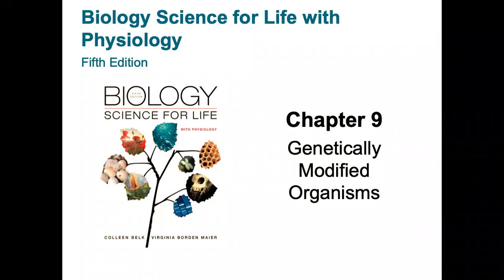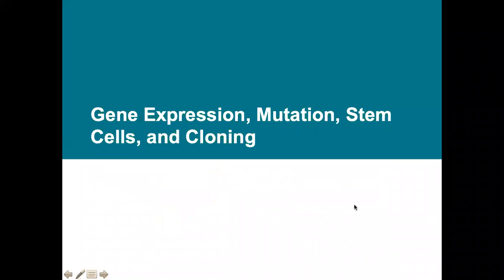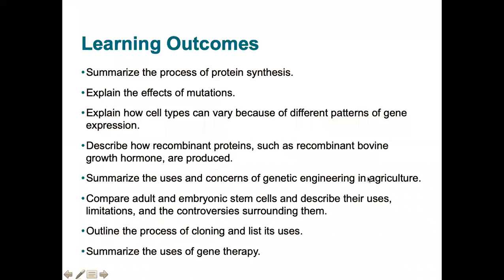Hi, everybody. So this is chapter 9, genetically modified organisms. And we are going to be talking about gene expression. So how we go from a genotype to a phenotype, mutations, stem cells, and cloning. So it's a big one. And there are a lot of learning outcomes for this one.